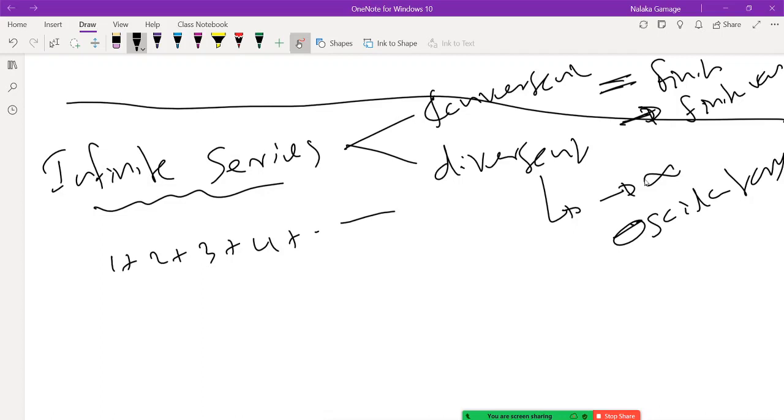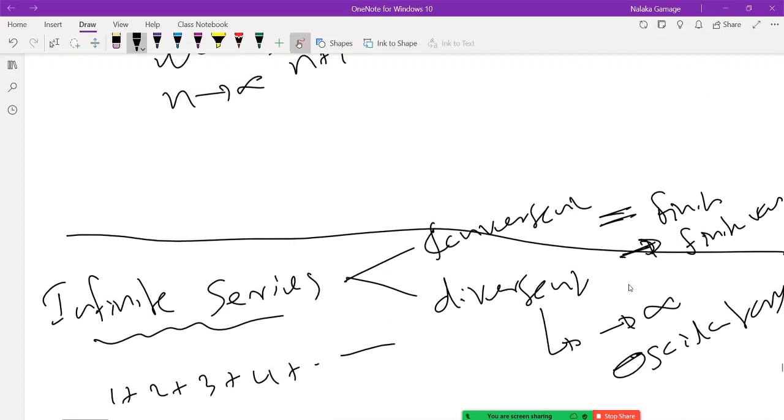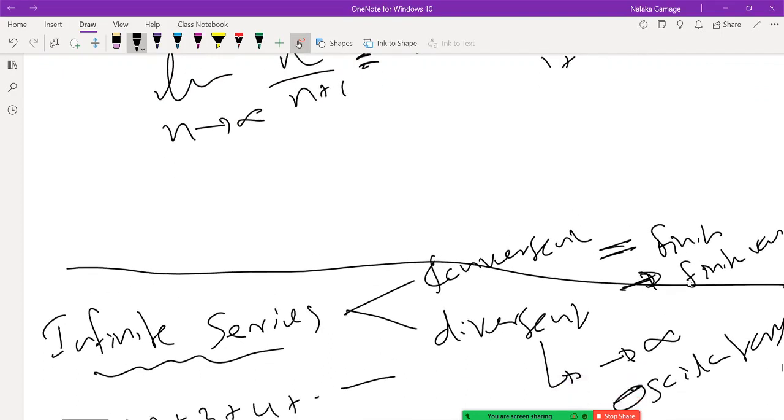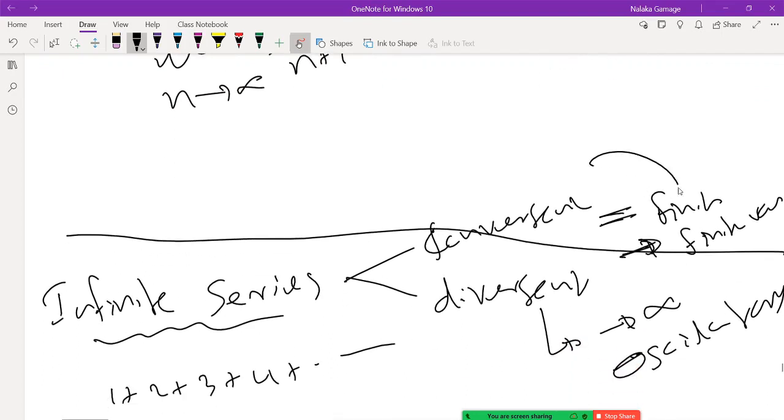Now you must have an example for those situations. So I gave you, these are very rare. The only infinite series like this is 0 plus 0 plus 0 plus 0 plus 0. So that is the only series that is convergent according to this condition.